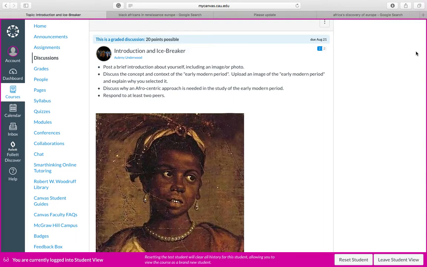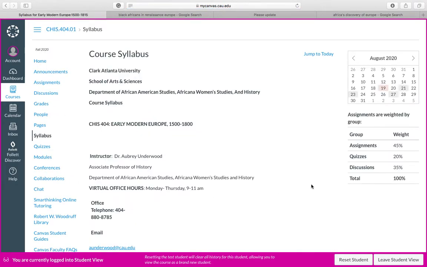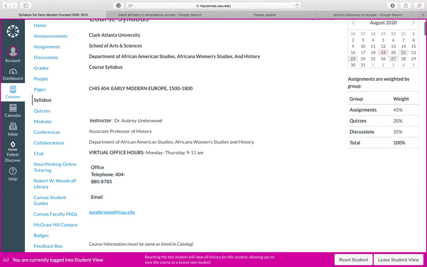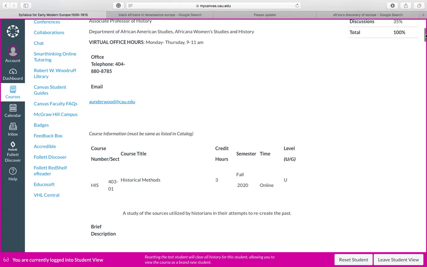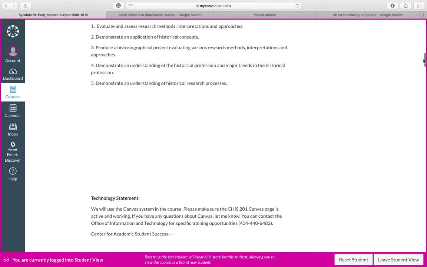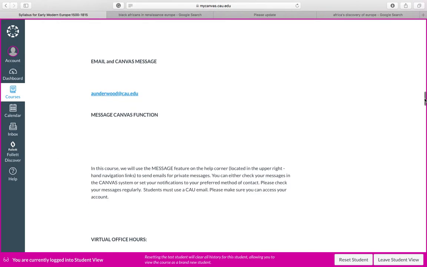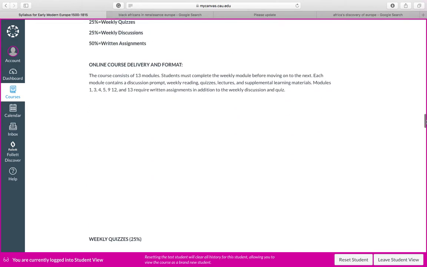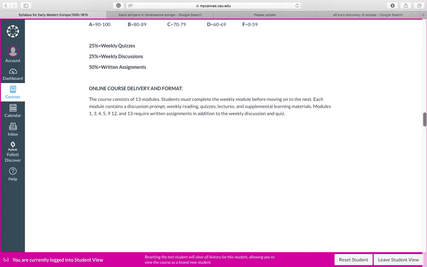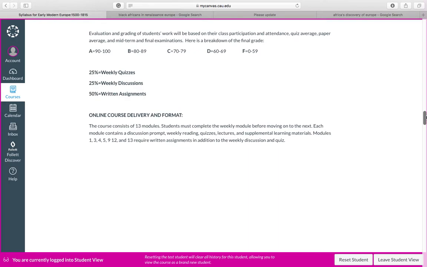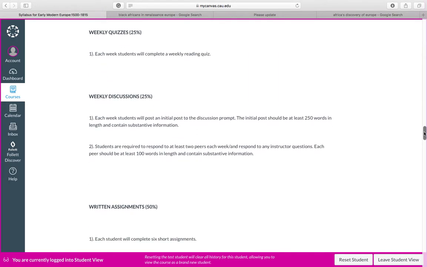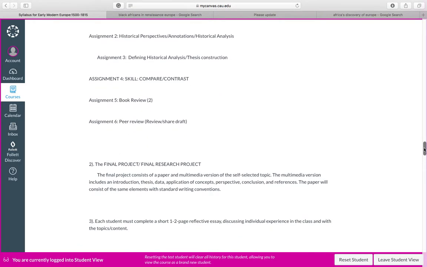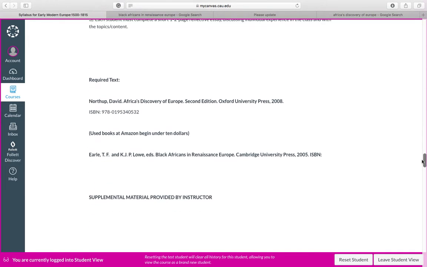We are going to use two texts in our class. So if you look at the syllabus, you will see what I mean. All of my information is here, of course. The learning outcomes, information on how you access me. This class will consist of weekly quizzes, weekly discussions, and then a variety of written assignments, including a final project.